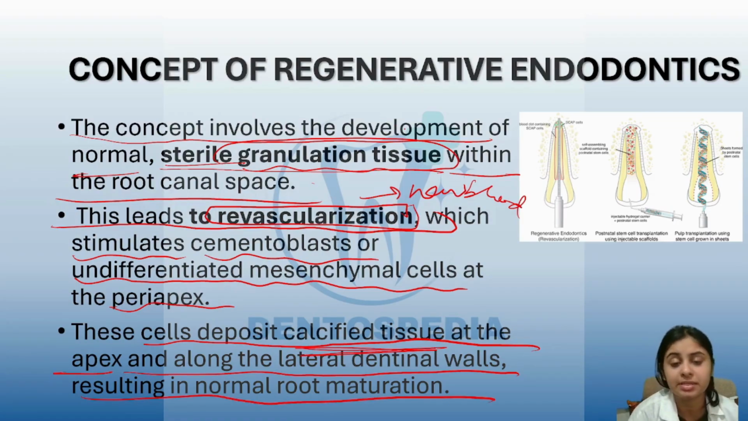So these are the concepts, these are the steps of how it works. First, the granulation tissue formation, which allows revascularization, and then due to this granulation tissue and revascularization, when the vessels flow inside, the cementoblast and these undifferentiated mesenchymal cells come into the picture, and with the help of these cells, the root matures normally.